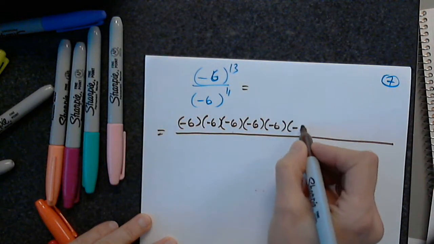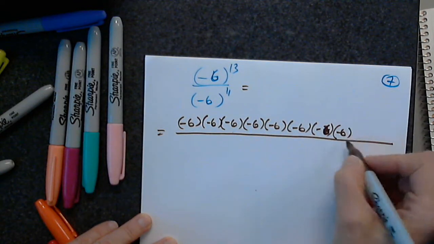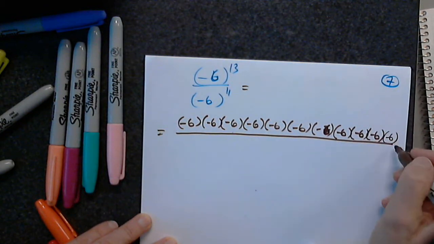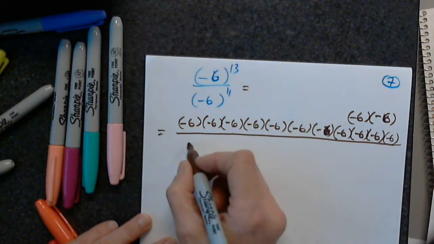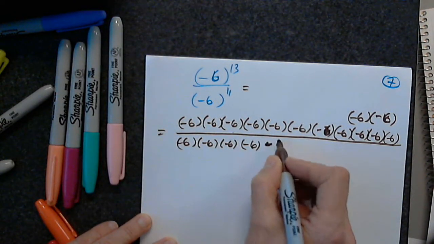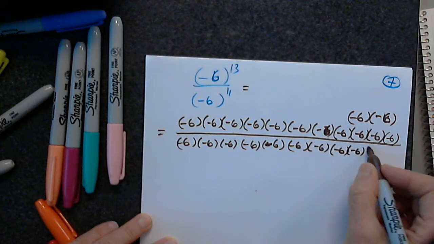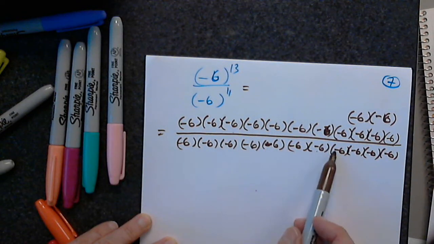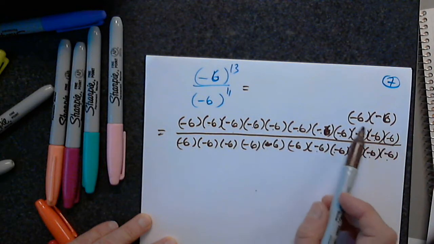4, 5, 6, 7, oops, 7, 8, 9, 10, 11, 12, 13. Right? You understand what I'm doing, right? 11. 1, 2, 3, 4, 5, 6, 7, 8, 9, 10, 11. 1, 2, 3, 4, 5, 6, 7, 8, 9, 10, 11, 12, 13. Correct?